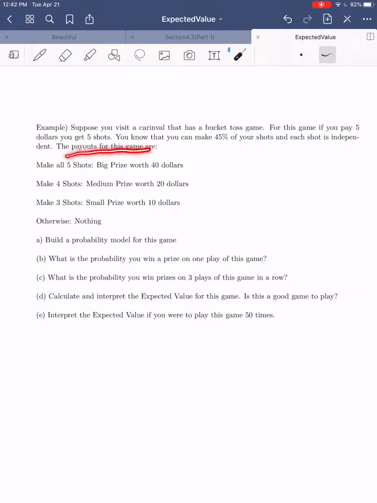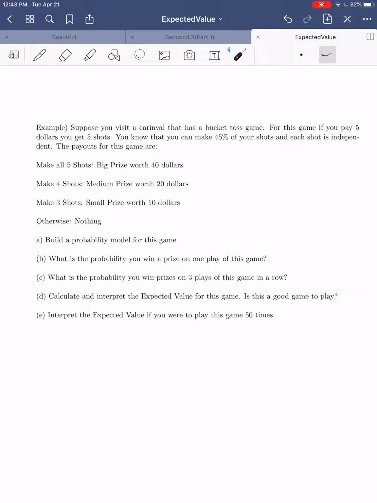All right, we know that the payouts for this game are as follows. If you make all 5 of your shots, then they give you a big prize worth $40. If you only make 4 out of the 5 shots, they give you a medium prize that's worth $20. If you make 3 out of the 5 shots, you get a small prize worth $10. Otherwise, so if you only make 2 shots, 1 shot, or none of the shots, they give you nothing.